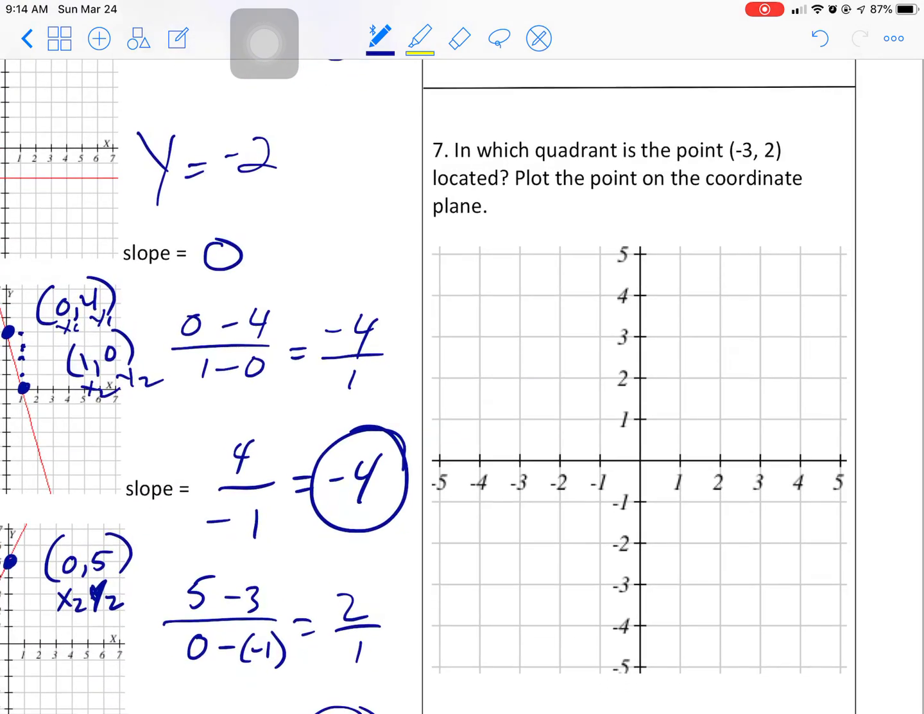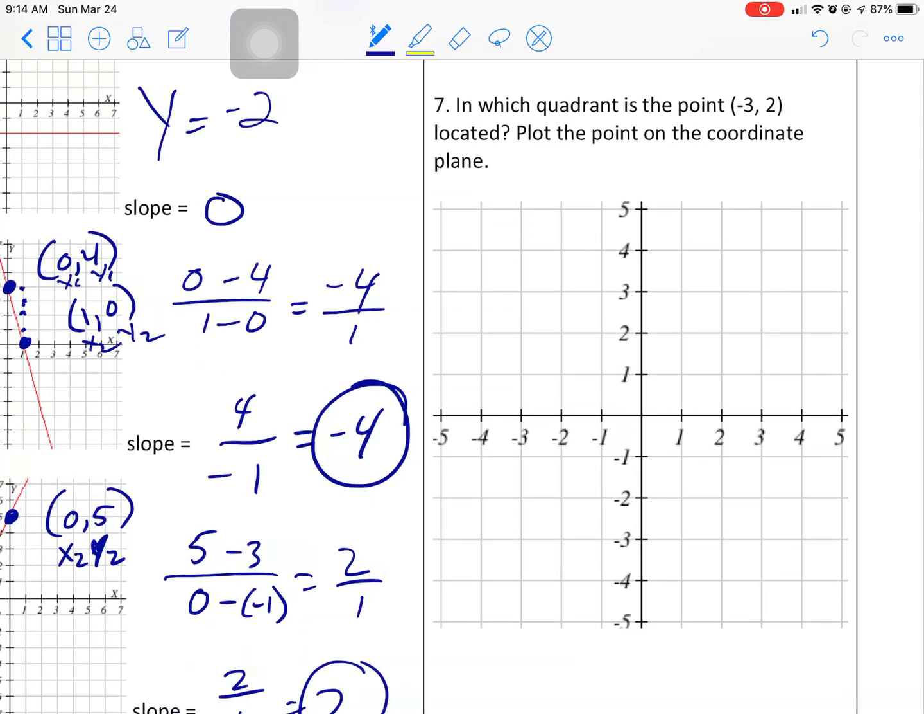That's the same amount of points as something else on those hard ones. So make sure, that's why I said try to do the easy ones first if you need to as a warm-up. All right, which quadrant? Label our quadrants. That's 1, that's 2, that's 3, that's 4. Which quadrant is (-3, 2)? Plot the point on the coordinate plane. There we go. It is in quadrant 2.